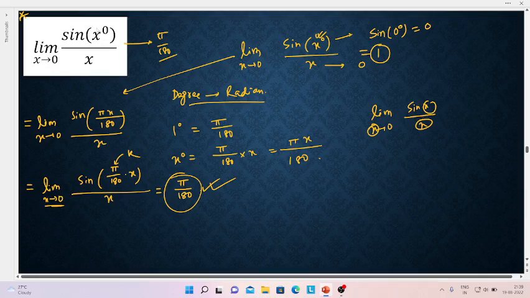After substituting x degree equals pi upon 180 into x, it will give me limit x tends to 0 of sin(pi x by 180) upon x, which is nothing but limit x tends to 0 of sin((pi upon 180) into x) upon x. Here pi upon 180 is a constant term, which we can call k. So it will be sin kx upon x. That particular value is equal to k, I mean pi upon 180, right? So the value of this particular function is pi upon 180.